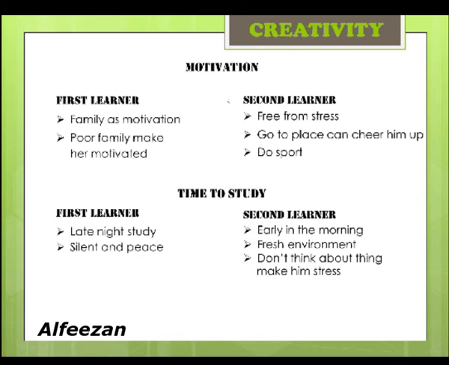Both learners have different motivation. For the first learner, her family was her motivation because she came from a poor family and she wants to become successful and make her parents proud. For the second learner, his motivation is being free from stress. When he has stress, he goes to a place that could cheer him up, and sometimes he does sport to release his tension.